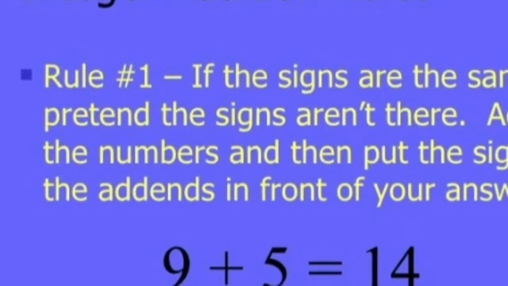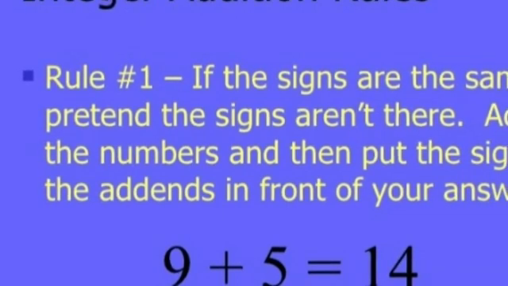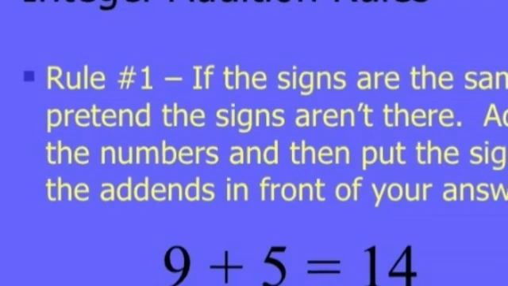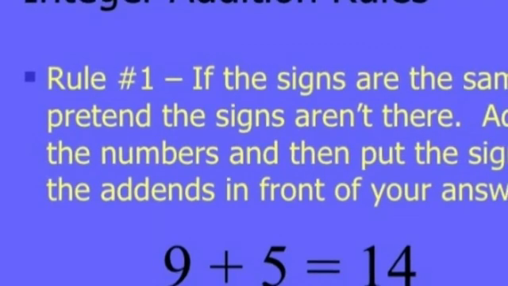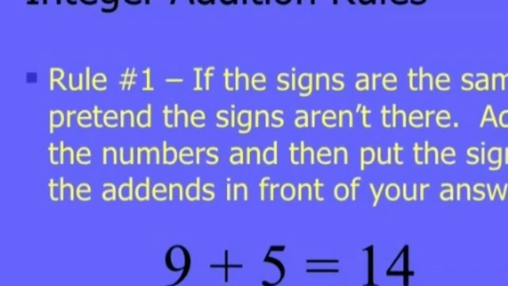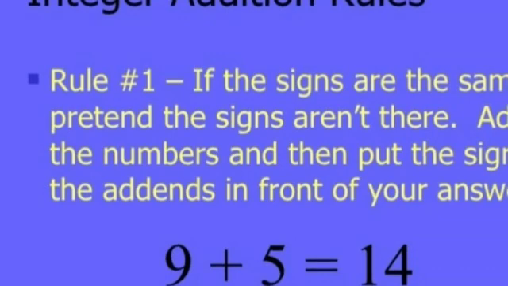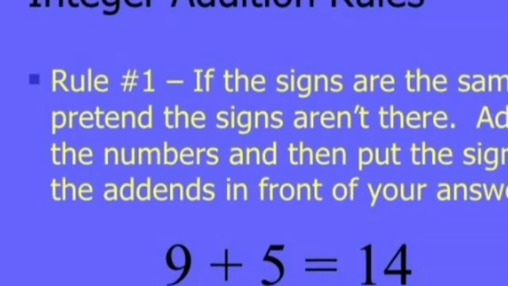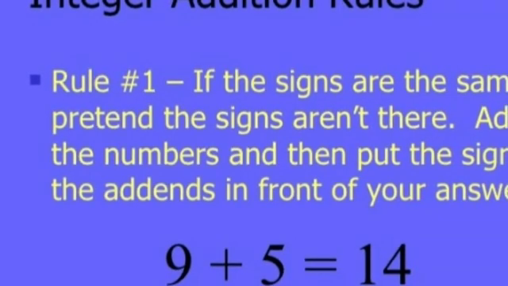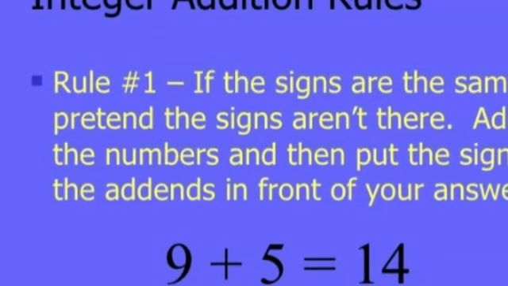Rule 1. See here, if the signs are the same, pretend the signs are not there, add the numbers and then put the sign of the addends in front of your answer. So very clearly, please understand what you mean by this sentence. Suppose the signs are the same, suppose 9 plus 5.